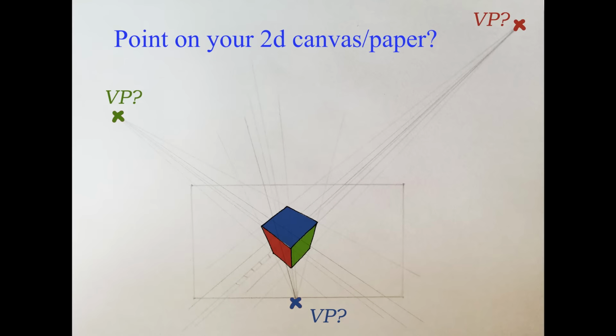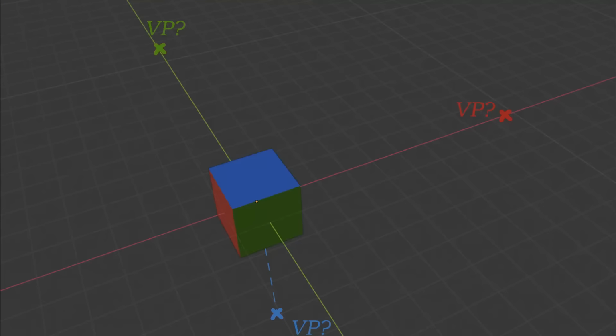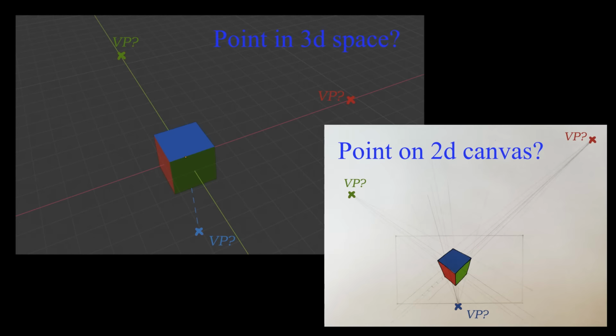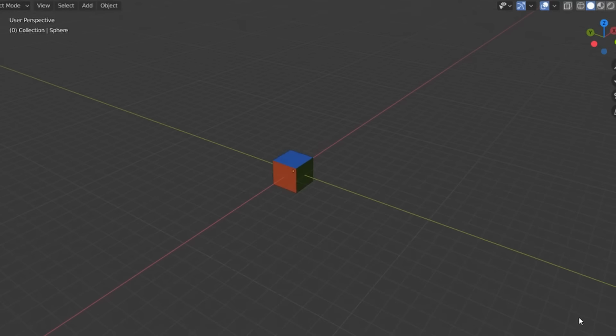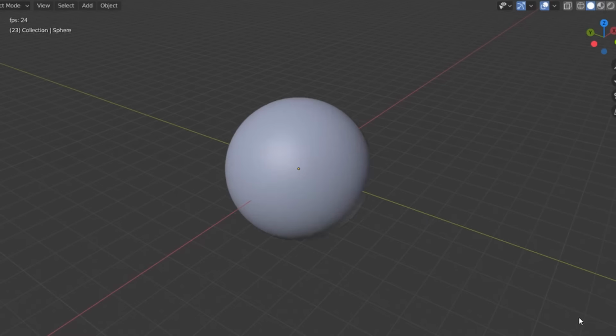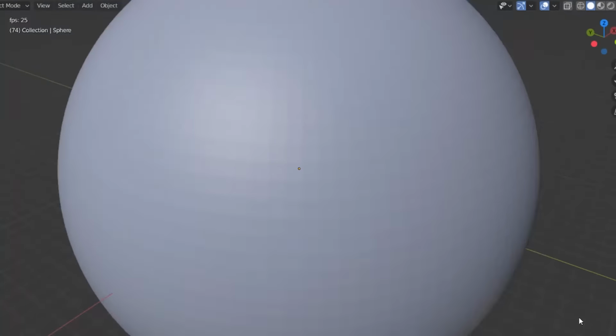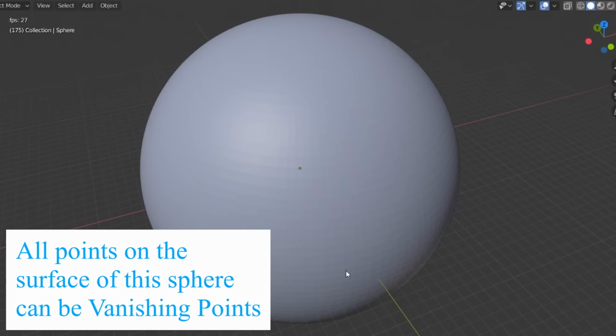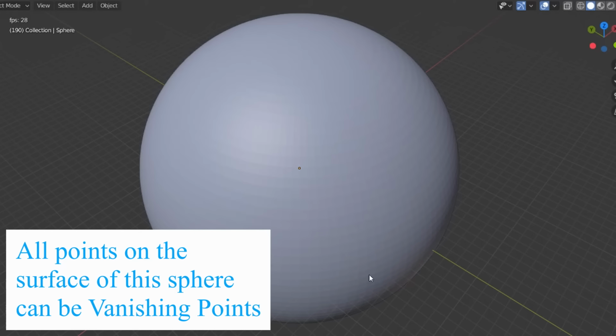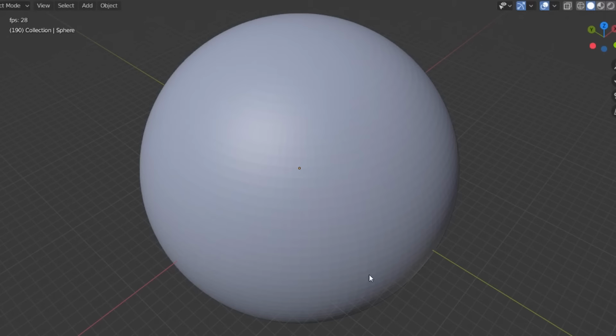What is a vanishing point? Is it a point in a two-dimensional canvas or a point in the 3D space you are drawing? Fasten your seatbelts, ladies and gentlemen. It's neither. Actually, a vanishing point is a point on the surface of an infinitely expanded sphere in the 3D space with you, the viewer, as center. You might also think of it as a direction in 3D space.